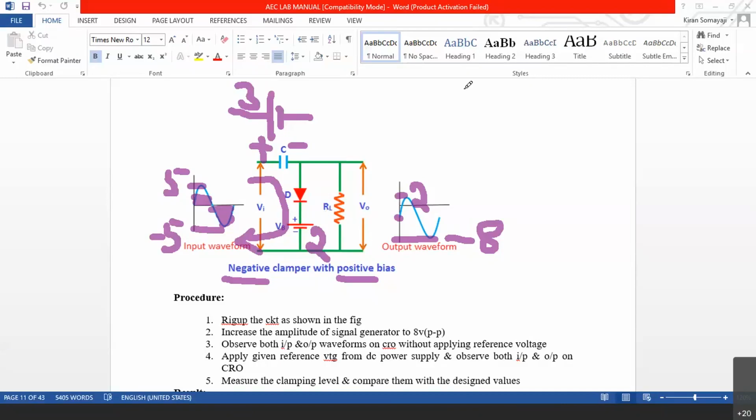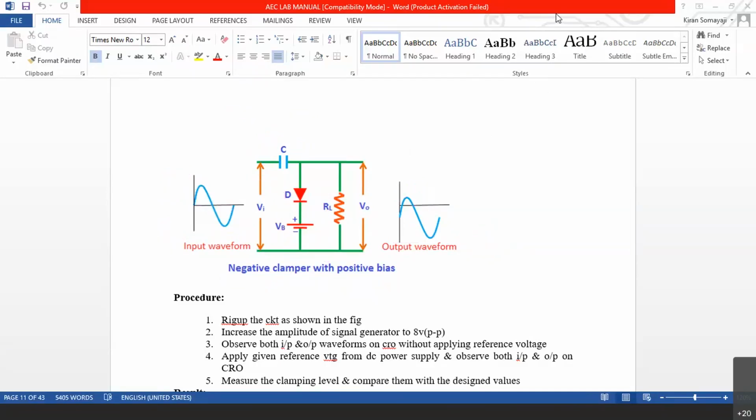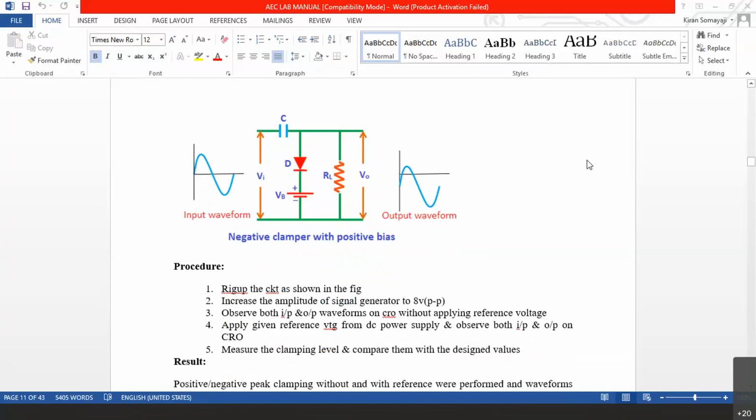So these were the discussions of the biased clamper circuits. Next, I will proceed to the next experiment. Before that, if you have any questions, you can ask me regarding the clampers. Otherwise, I will proceed to the next experiment. Any questions, students? Okay. No questions means let me proceed to the next experiment.